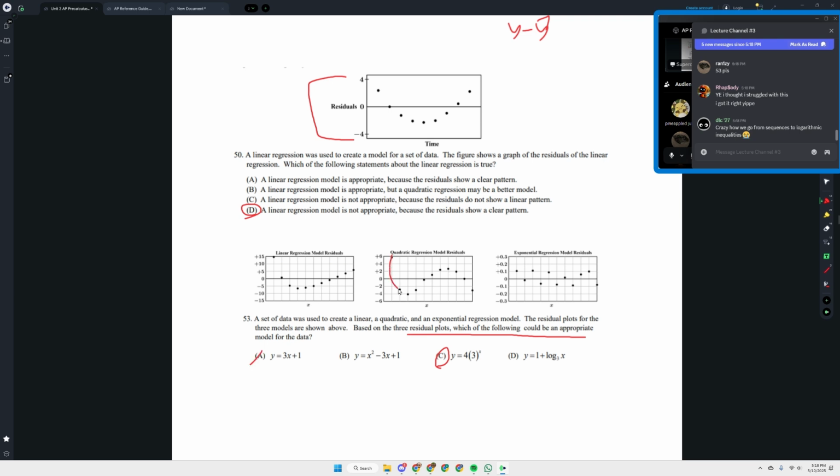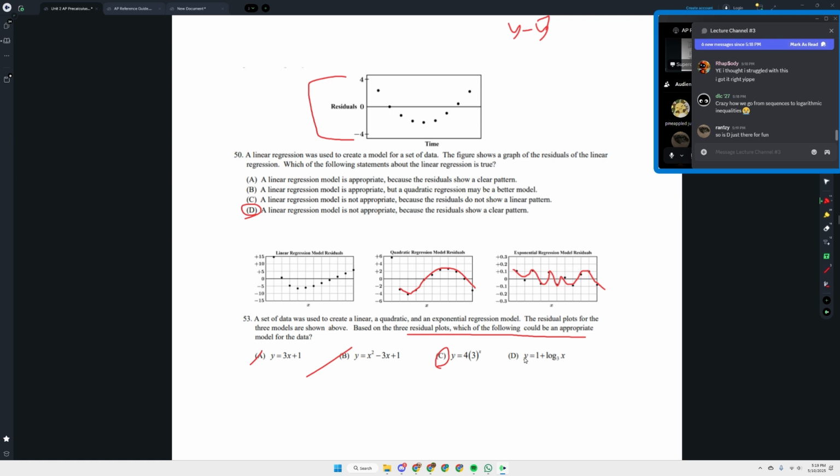Then this also has a pretty clear pattern. It's negative residuals, which means it's underestimating, and then it slowly starts overestimating, and then starts underestimating again, which means quadratic's also not good. And then here, it's pretty random. There's no clear pattern. You could think it's a sine wave, but it's not really if you try outlining it. So that means that's the best.